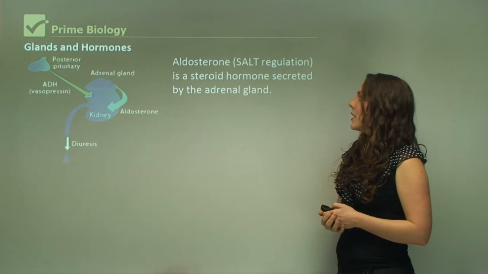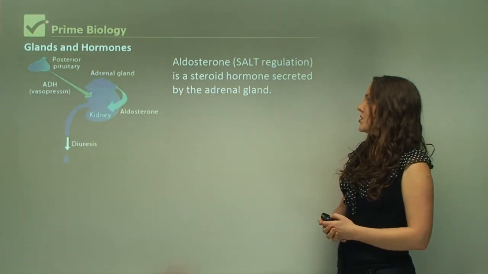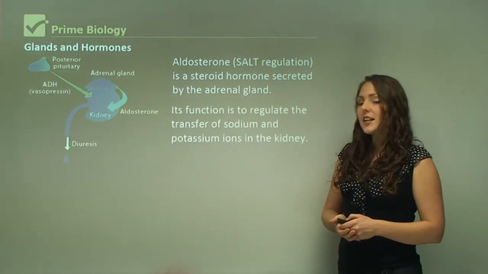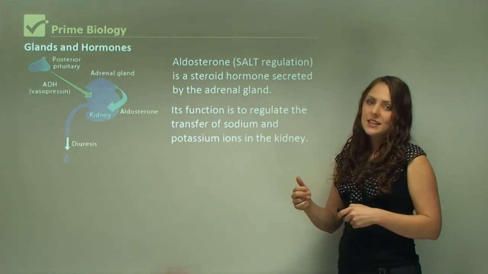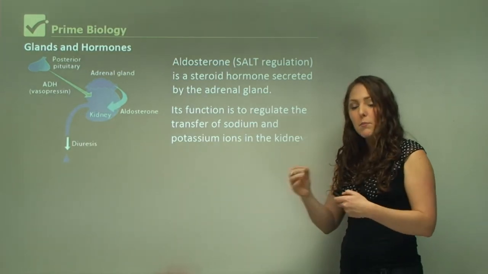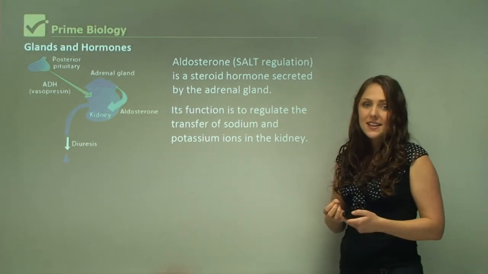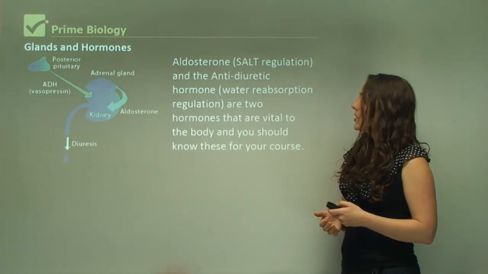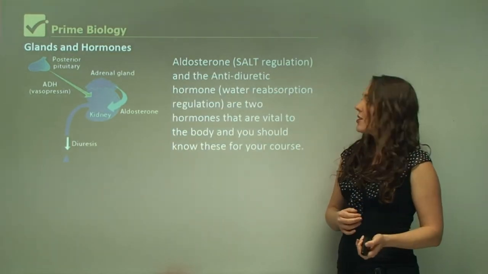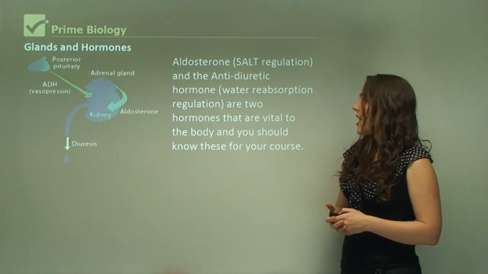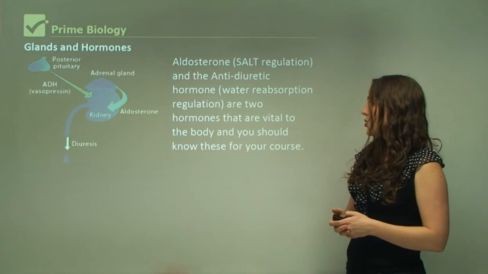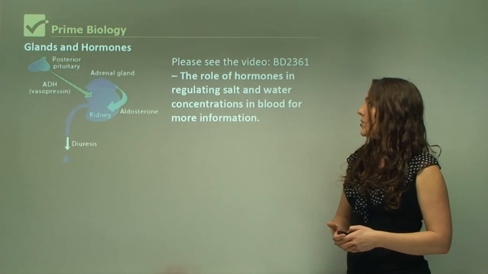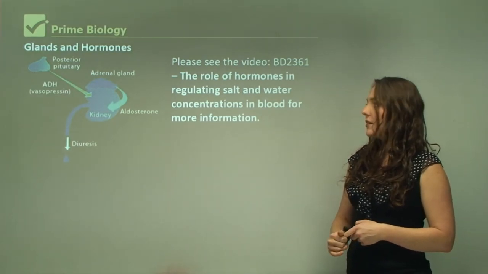Aldosterone is another one. It's a salt regulation. It's a steroid hormone secreted by the adrenal gland, and the adrenal gland sits right on top of your kidney. Its function is to regulate the transfer of sodium and potassium ions in the kidney. If more is released, it means that more salt will be absorbed from the kidney. When salt is absorbed, water follows. Aldosterone, salt regulation, and the anti-diuretic hormone, which is water reabsorption regulation, are two hormones that are vital to the body, and you should know these for your course. Please see the video, The Role of Hormones in Regulating Salt and Water Concentrations in Blood, for more information about this.